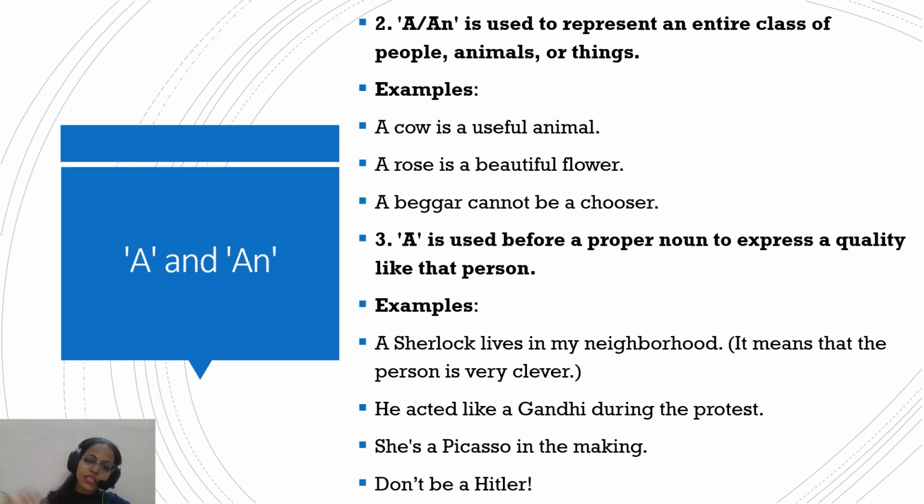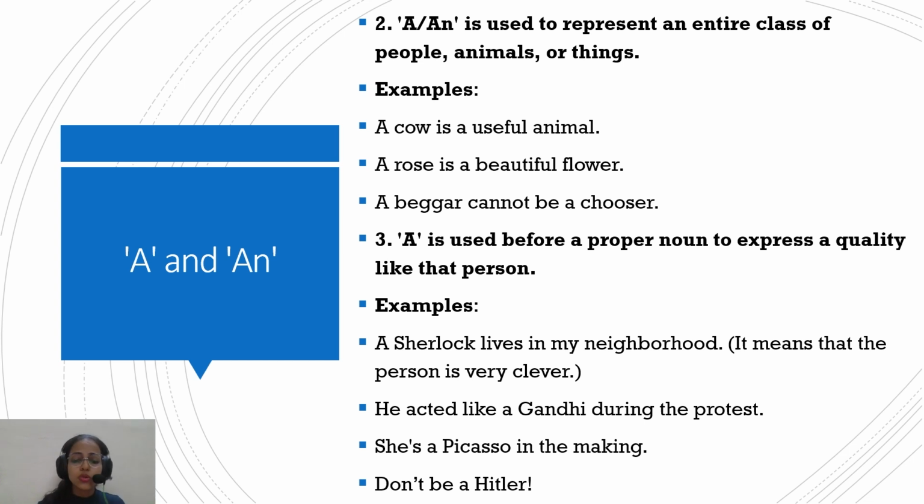Similarly, he acted like a Gandhi during the protest. The way he acted in the protest, the dignity with which he was giving speeches and managing people, was very Gandhi-like in manner. So we are trying to refer to that quality of his protesting, and because of the resemblance with Gandhi, we are using the word Gandhi. Here we are not talking about Gandhi the person, but referring to this person's quality, and because his quality resembles that of Gandhi, we are using Gandhi as a common noun and not as a proper noun. We are giving that name, a Gandhi. So he acted like a Gandhi during the protest.